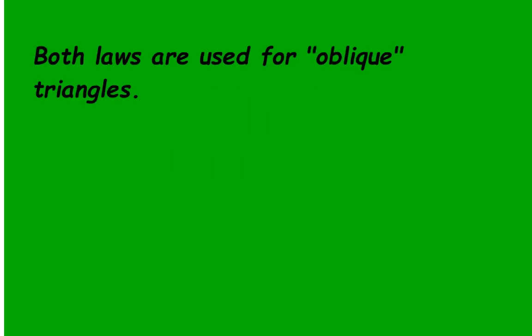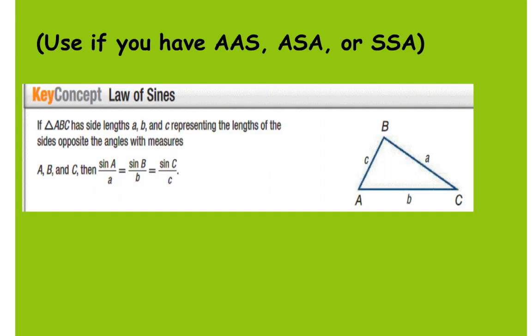So both of these laws are used for an oblique triangle. All that means is that they're not right. So something's wrong about them because they're not right. No, just kidding. They're oblique. They're not a right triangle. So anything but a right triangle. Actually, they will work on right triangles too, but you don't need them on a right triangle because you have SOHCAHTOA. So the next concept is the law of sines.